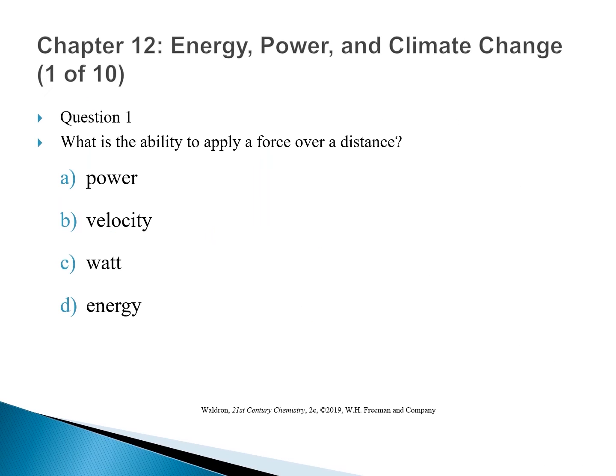Question 1. What is the ability to apply a force over a distance? A. Power. B. Velocity. C. Watts. D. Energy. Please pause your video here. The correct answer is D. Energy. This question asks the definition of energy, which is the ability to apply a force over a distance.